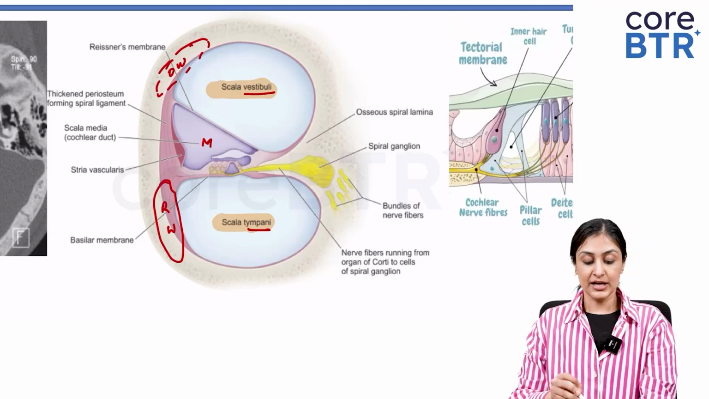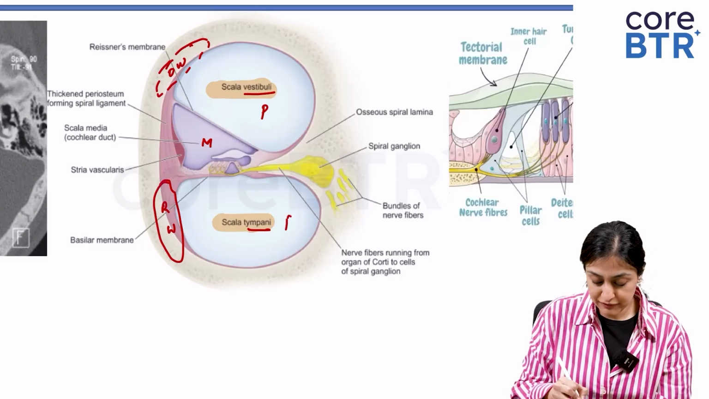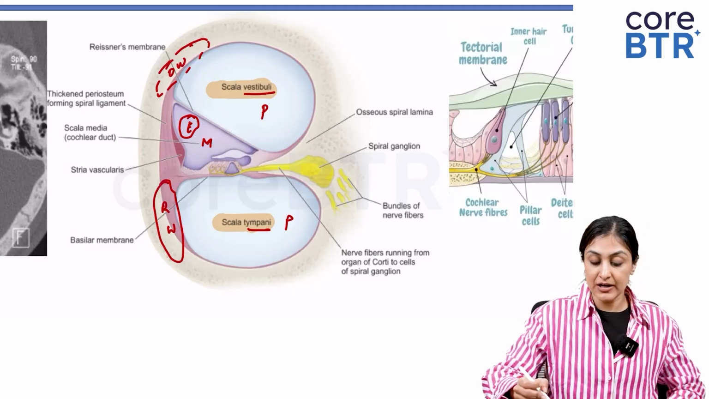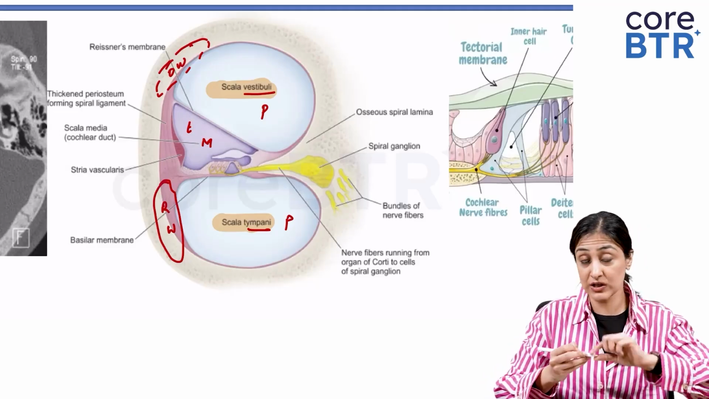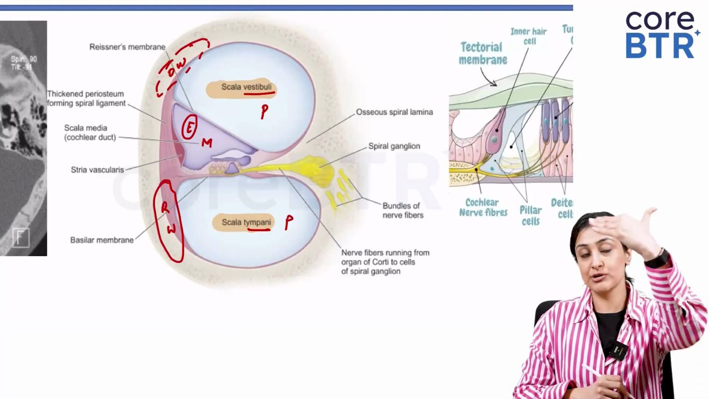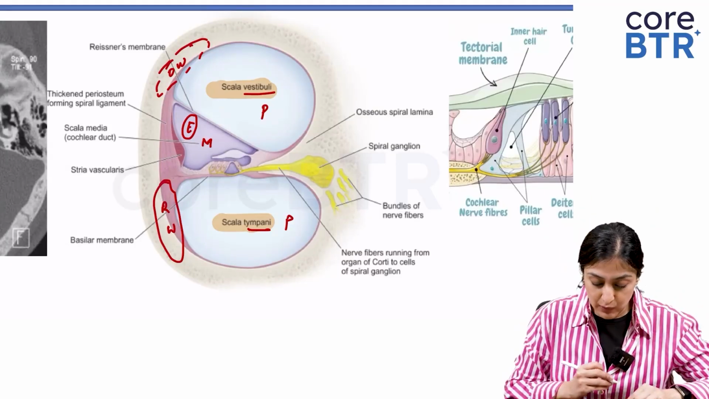So let's understand. So scala vestibuli, scala tympani, this is where I am going to have perilymph, whereas scala media is this tube right here, right? So scala media is the membranous labyrinth tube, which is filled with endolymph. So remember pep talk, PEP. All right. Now, what do we have here?